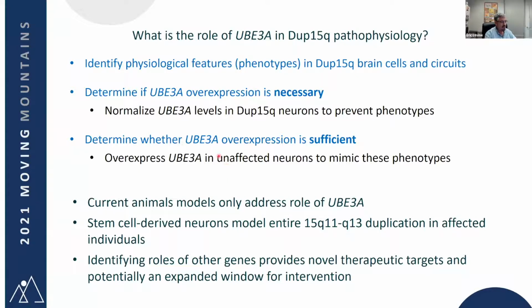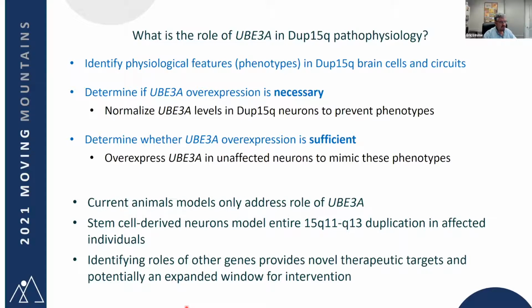So what we're going to do instead is use these stem cell derived neurons, which I'll review again in the next slide, derived from affected individuals with Dup15q. So the entire 15q11 to q13 duplication is conserved in these neurons. So these neurons are true models of the duplication of UBE3A and all the genes, and allow us to ask these questions. And as I mentioned, identifying the roles of genes besides UBE3A is going to be very important. We want to know what genes are contributing to the disorder if we want to identify novel therapeutic targets.